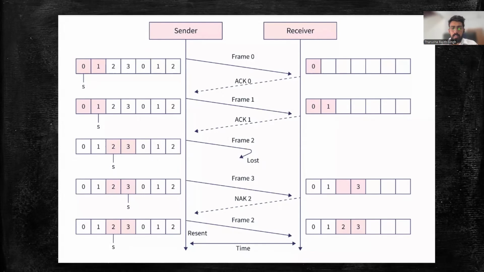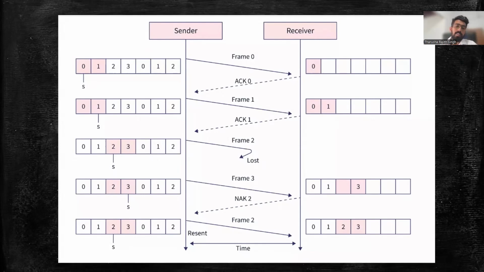First, the sender transmits frame 0 to the receiver. The receiver successfully receives it and sends an acknowledgement, which is ACK0. The sender then sends frame 1 and the receiver acknowledges it with ACK1.